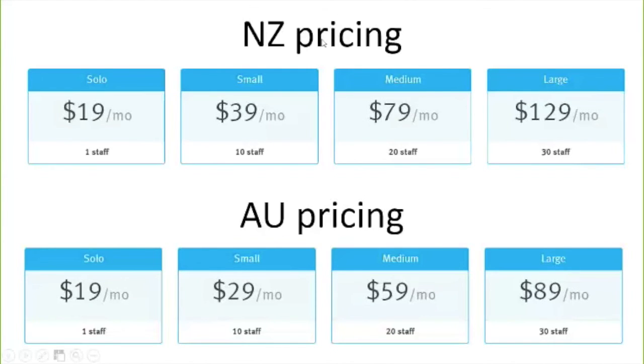The pricing, we have different pricing for New Zealand and Australia, and pricing is based on the number of staff. Many of our customers are solo operators, so that will be $19 a month. But for up to 10 staff, you're looking at $39 for New Zealand and $29 for Australia. So $39 is a pretty good price for the likes of a salon to run their whole business, and it scales up from there.